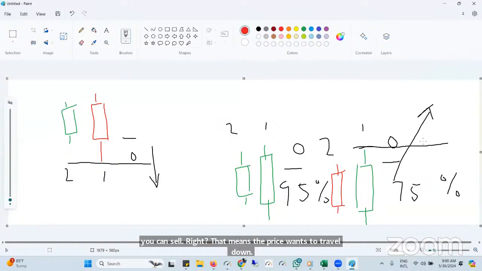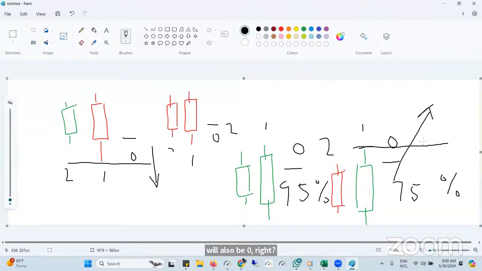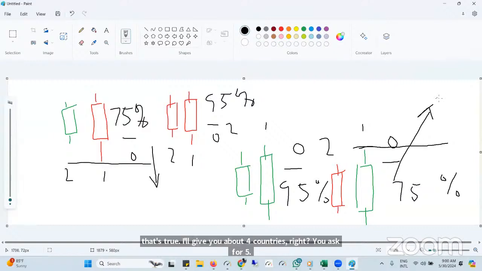Of course, you also have the one that is red, this formation, and another red there. On the 0, 1, 2 series, this will be 0. In this case, the 0 does not have to cross below the low of 1 before you place a sell, because this one is about 95% chance of success. And this one is about 75% chance of success. That's 2. I've given you about 4 candles. You asked for 5. Let me make it 6.